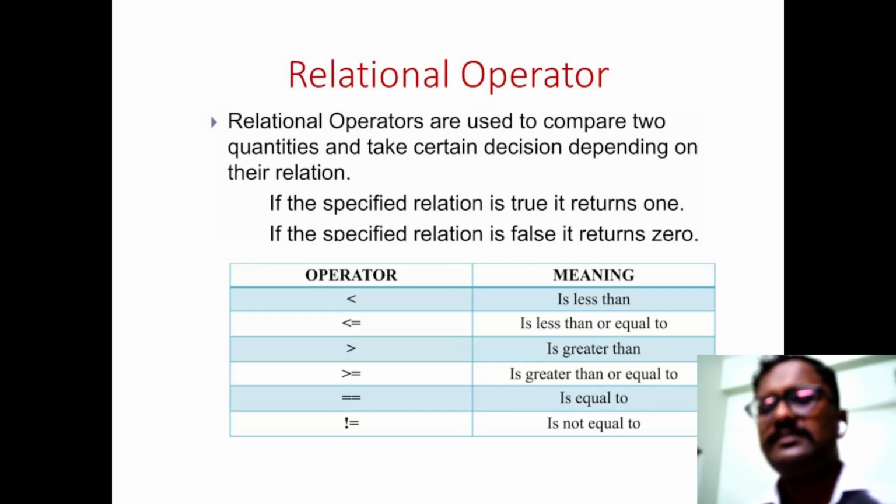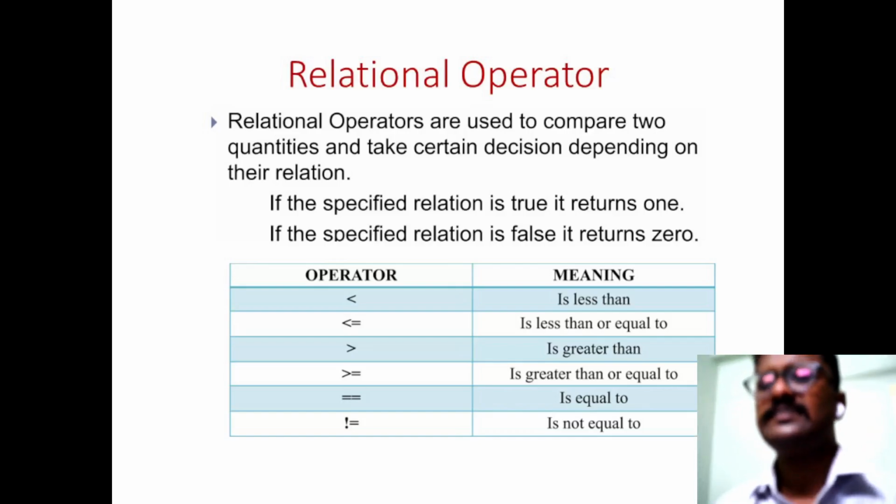Operator is lesser than or equal to, is greater than or equal to, is not equal to. These are the relational operators which compare two quantities and take a certain decision depending on their relations. It will return the value 1 if it is true. It will return the value 0 if it is false. This is the concept for relational operators.